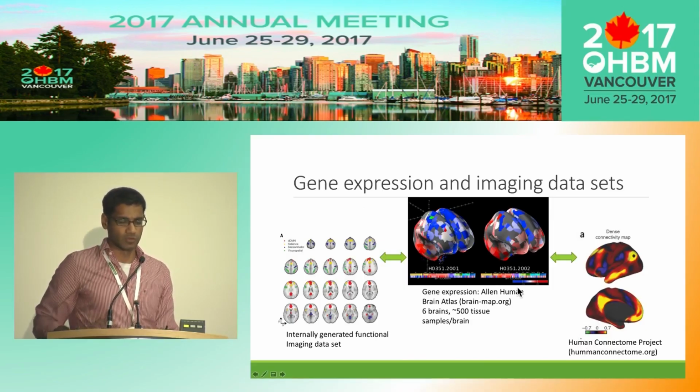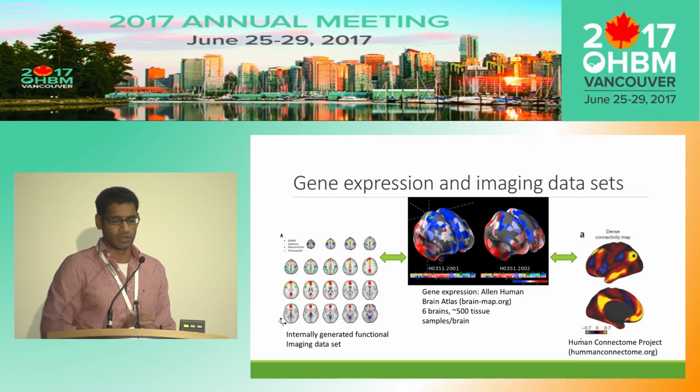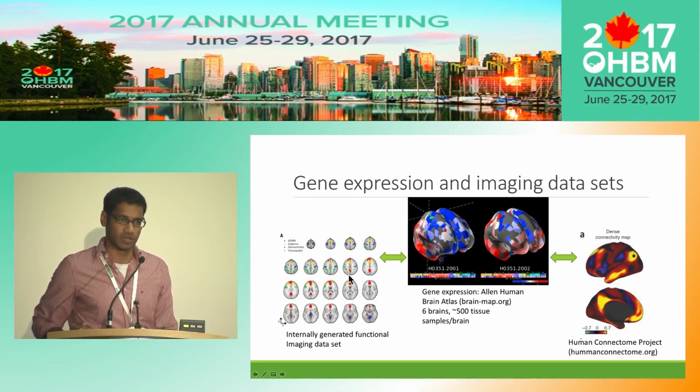So this is from the Allen Human Brain Atlas, and it consists of 6 brains with about 500 postmortem tissue samples per brain, of which about half are from the cortex, the other half are from subcortical regions. And so both of these studies that I'm going to talk about use this gene expression data set. In one, they have an internally generated functional imaging data set, just fMRI, looking at 4 specific networks. So the default mode network and then 3 others.